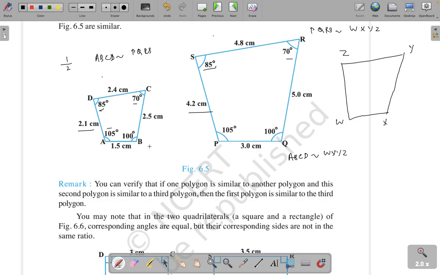This is one important note. If you prove that this is similar to this and this is similar to this, you don't have to prove again that this and this are similar. This is known.